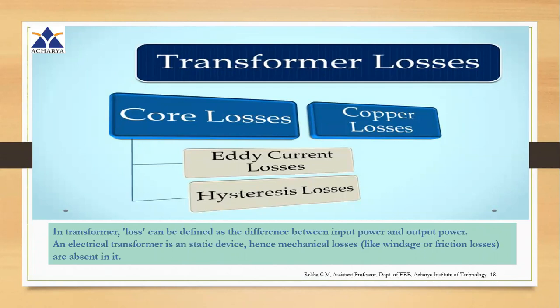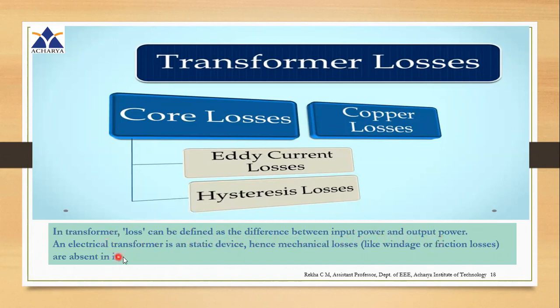Last class we have seen how to derive an EMF equation of a transformer. So let us now continue with the transformer losses. So what is basically loss? It is defined as the difference between the input power and the output power.